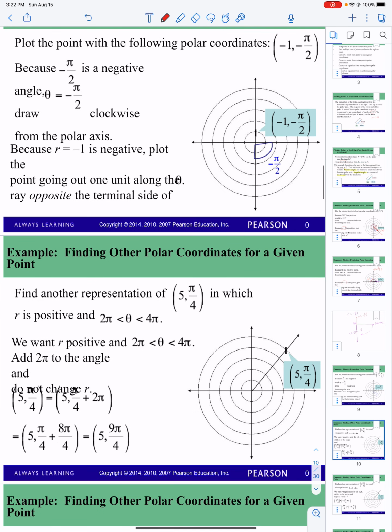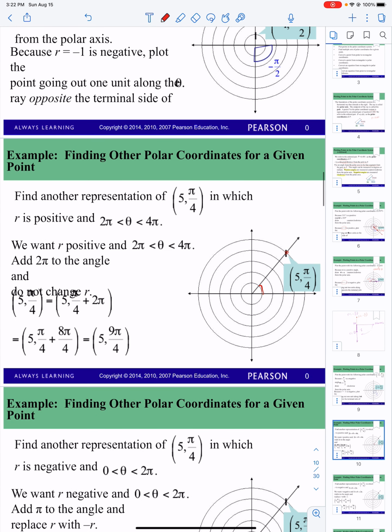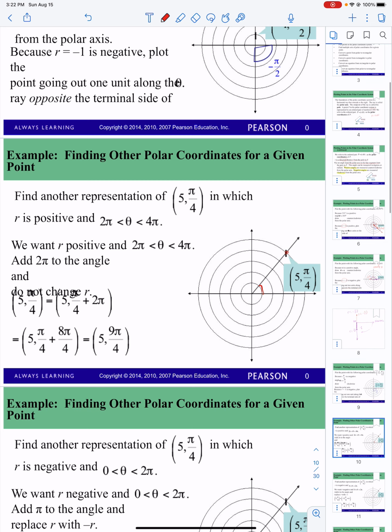Okay, and then similarly, what will we do? First we will draw the angle first. So pi/4, and then you choose 5 on here. Okay, and which r is what? Positive. So we wanted to find another one. We wanted r positive, which means you keep the same positive r. But theta is bigger than 2 pi and less than 4 pi.